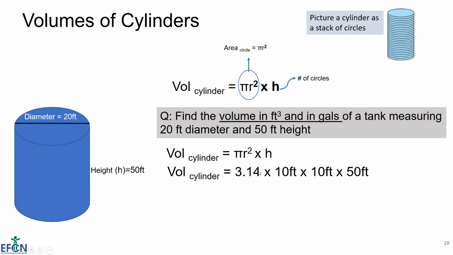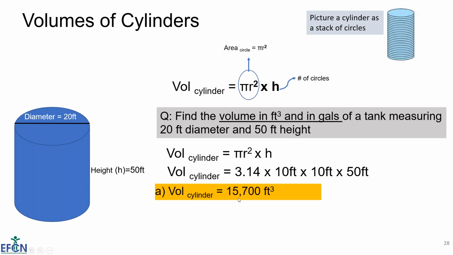I've been given my pi as a constant 3.14. My radius is 10 feet. We were given the diameter as 20 feet, and the radius is half of the diameter. We have to multiply it by itself, which is the r squared, and then the height of the tank is 50 feet. Once you write it down, you will tell whether your units are compatible. It's feet, feet, feet. And I'm happy because I'm multiplying oranges to oranges and not oranges to apples.